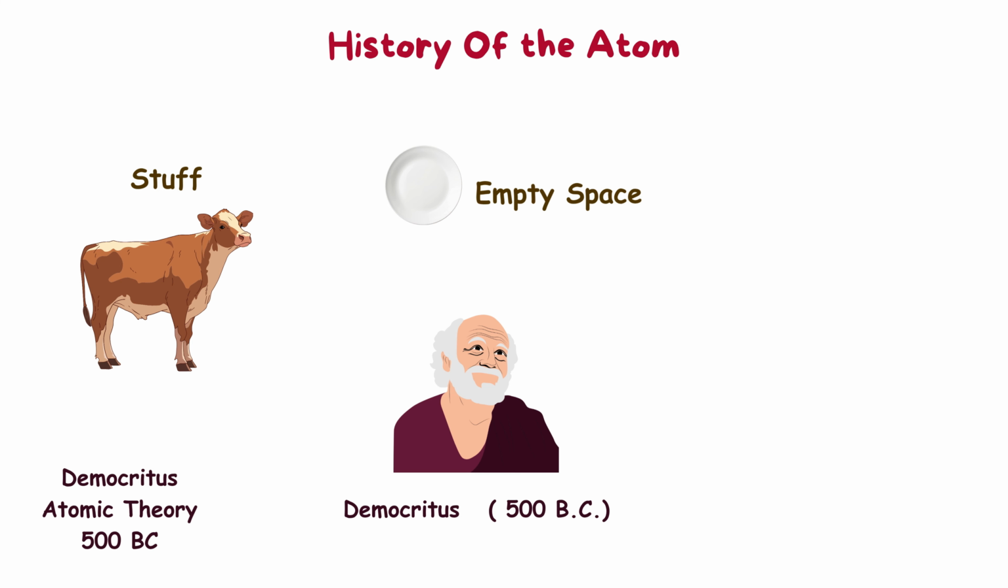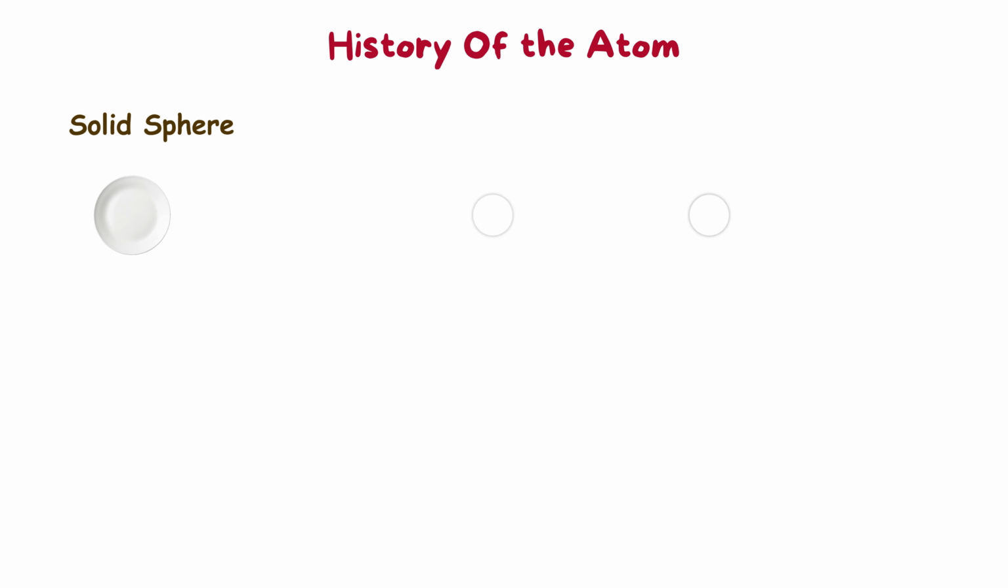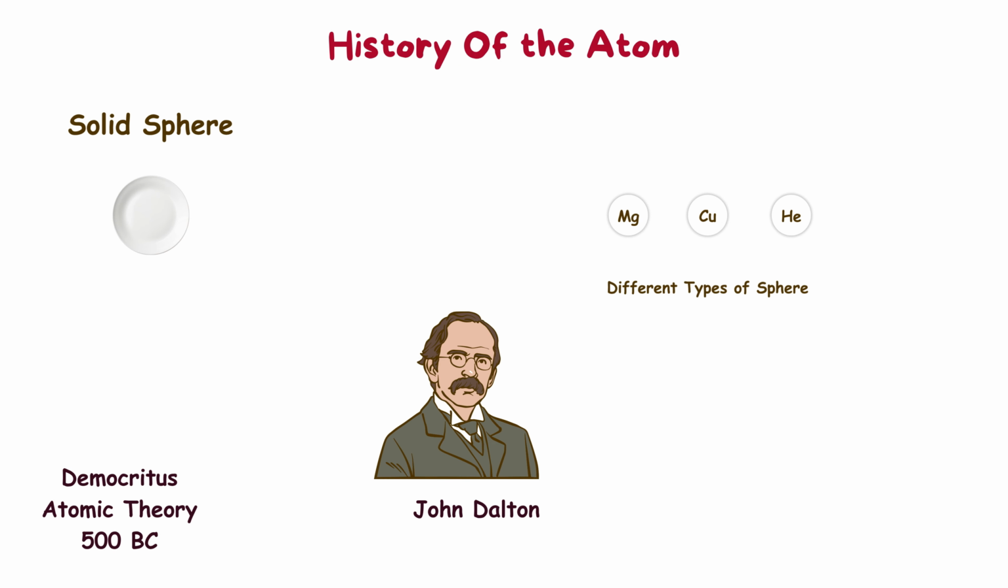He suggested that all matter is made up of extremely tiny, indivisible particles called atoms, and these particles are separated by empty space. However, for nearly 2,000 years, no significant advancements were made until the early 1800s, when John Dalton revisited and expanded upon this idea. Dalton described atoms as solid, indivisible spheres, and more importantly, proposed that different elements are made up of different types of atoms, essentially different types of solid spheres.